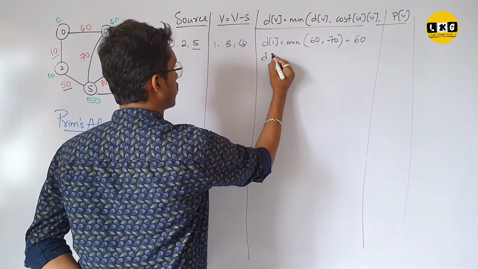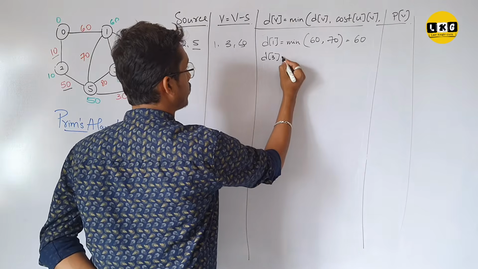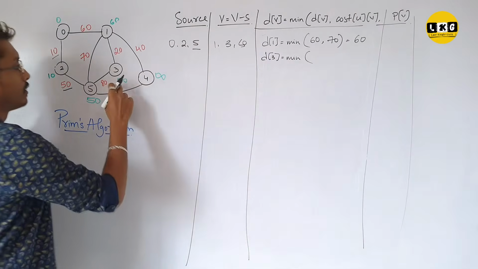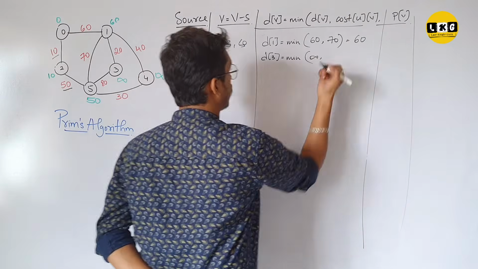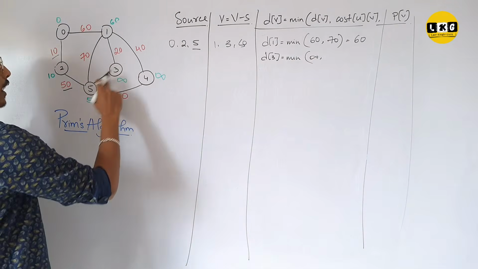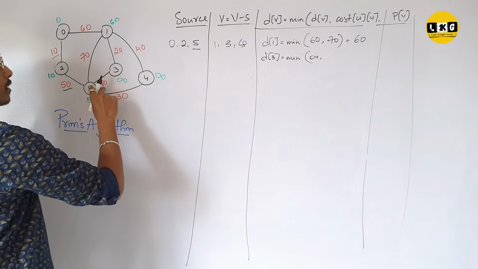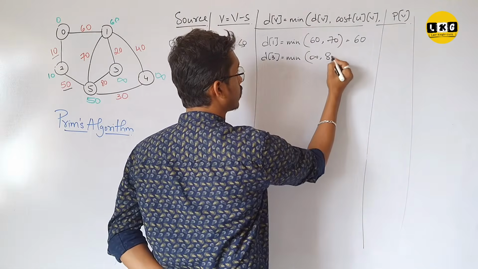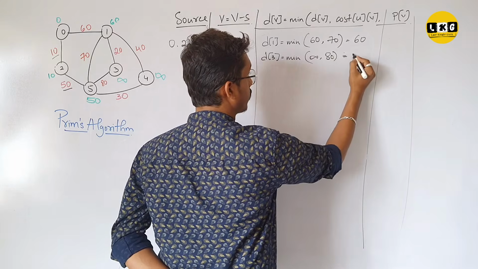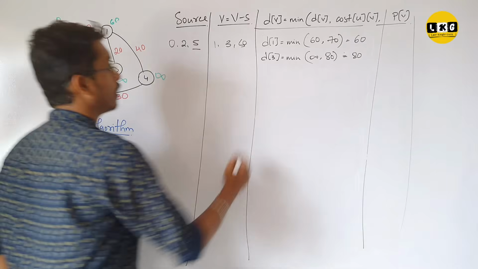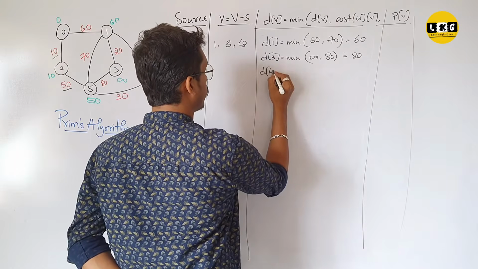Now next coming to d of 3. Minimum of, what is the cost of d of 3? It is still infinity, comma. What is the cost to go from 5 to 3? Why 5 to 3? Because 5 is your source, right? 5 to 3 the cost is 80. So this will be updated to 80. Minimum is 80, right?